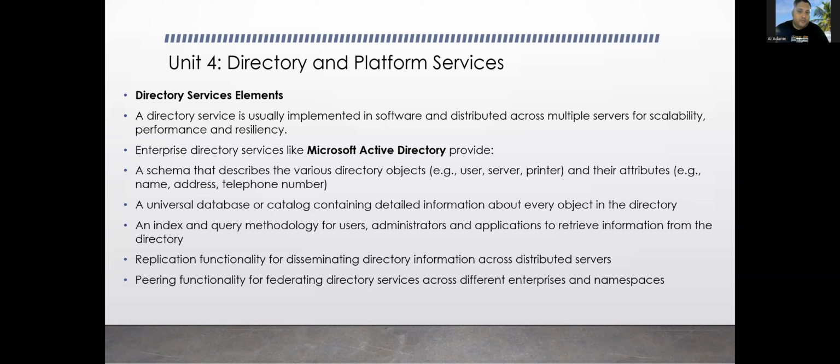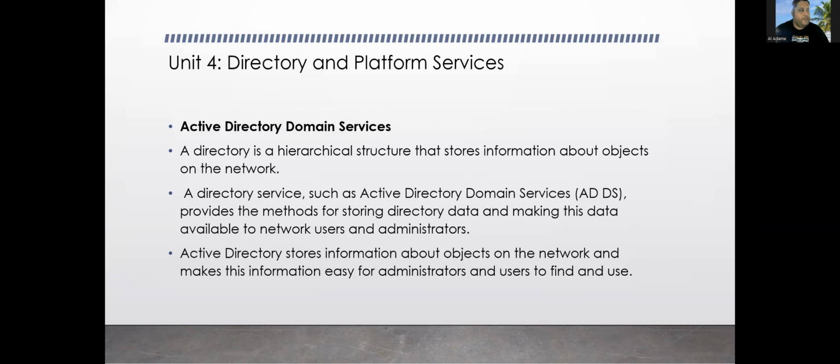Replicate functionality, which means copy functionality, for disseminating directory information across distributed servers, just sending information out across servers. Federation functionality for federating directory services across different enterprises and namespaces. Active Directory Domain Services, that's what it's referring to.